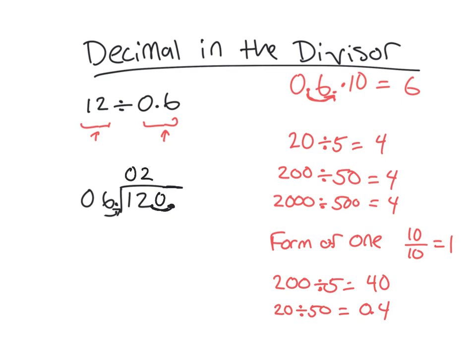So 6 can go into 12 twice. I subtract the 12. I get 0, I bring down the 0, 6 goes into 0, 0 times. My answer is 20. Okay, so if we have a decimal in the divisor, we have to move it over until we have a whole number, and we move the decimal over in the dividend the same number of times so that our answer remains the same.